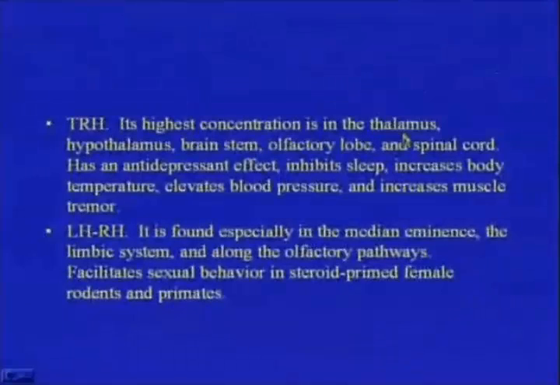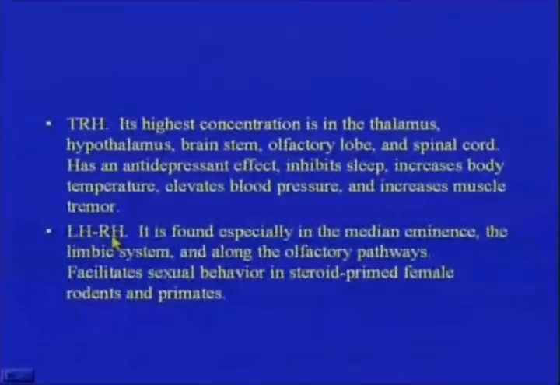TRH, its highest concentration in the thalamus, the hypothalamus, the brainstem, olfactory lobe, spinal cord, has an antidepressant effect, inhibits sleep, increases body temperature, elevates blood pressure, and increases muscle tremor. So again, the challenge before you is to put these together into some type of functional response systems, and do they make sense in a coordinated response to contribute to survival, increase the likelihood of survival or reproduction, and fit in there, right?